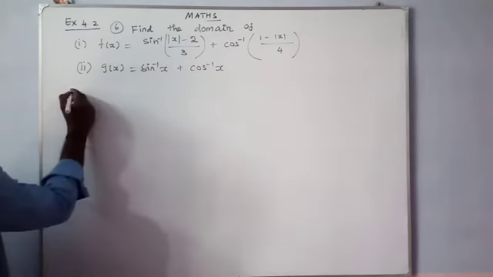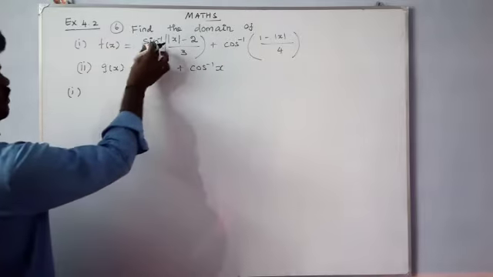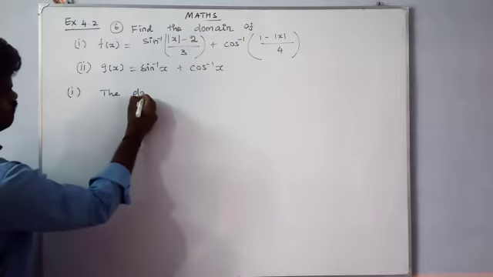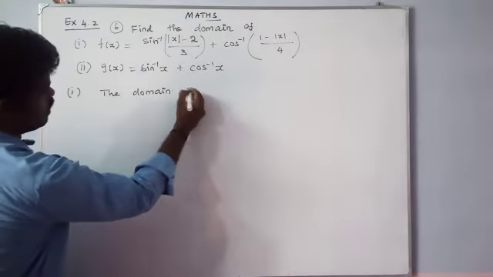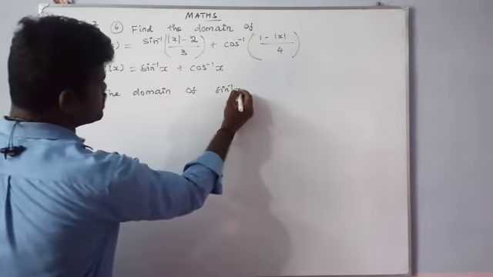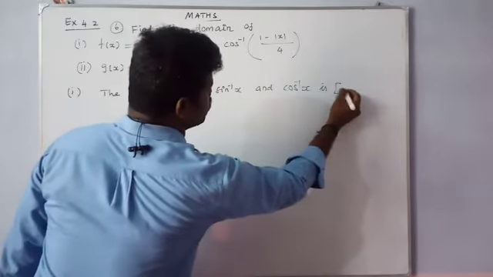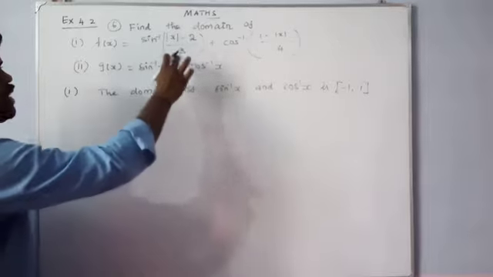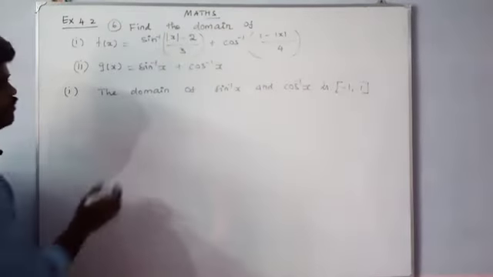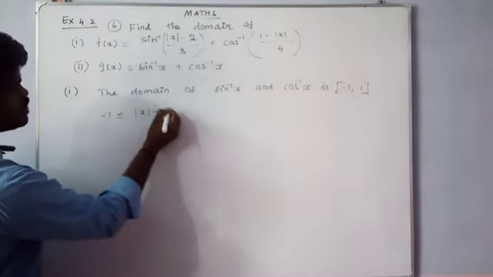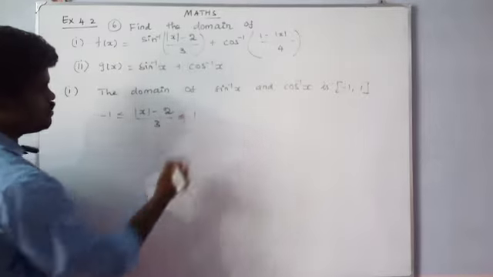First of all, we have to solve part 1. f of x has the sin inverse function and cos inverse function. So we want to know the domain of sin inverse x and cos inverse x, which is minus 1 to plus 1. And we want to satisfy that the value lies between minus 1 to plus 1. Let us take minus 1 less than or equal to (modulus x minus 2) divided by 3 less than or equal to plus 1.